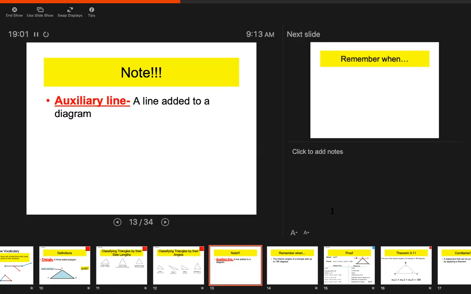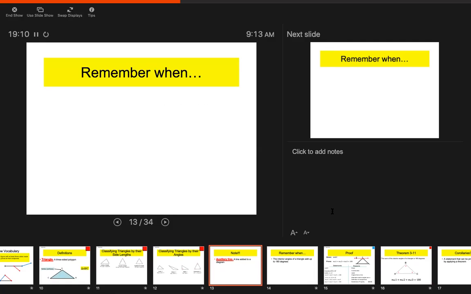Auxiliary ray, auxiliary line, auxiliary flower, right? Whatever it is, auxiliary heart, right? We call it an auxiliary line. I'm about to use this, by the way. All right, so here we go.